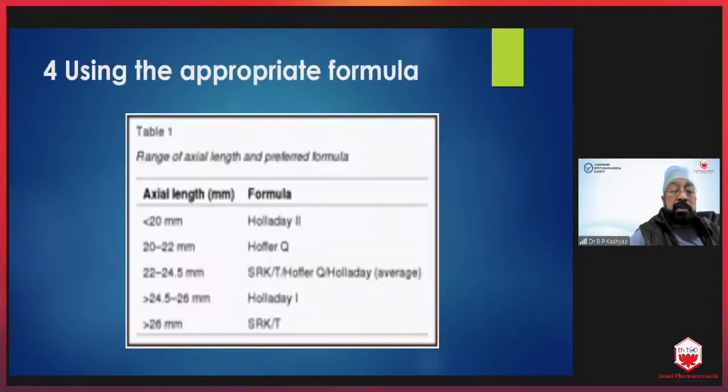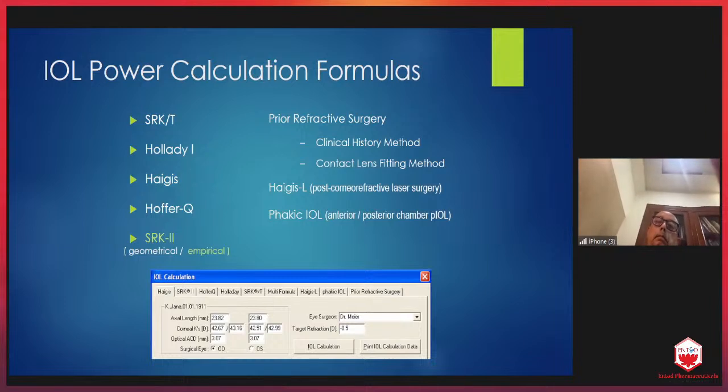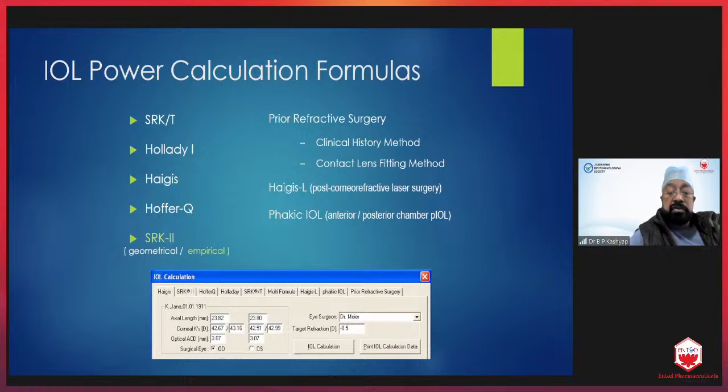So if you have to decide the formula, Dr. JJ is an expert in formulas. I believe that if the eye is less than 20 millimeters, it is Hoffer Q; if it is a long eye, you go for Haigis and other formulas. If it is prior refractive surgery, you go for the SRK/T formula. If you have to calculate the power with the clinical history method, you can go for Hoffer Q. Haigis-L is for post corneal refractive surgery, and it is one of the latest ones. There are many upgraded formulas now available, so you can use those formulas.